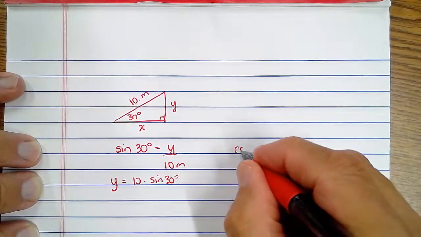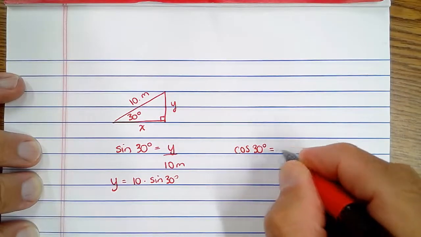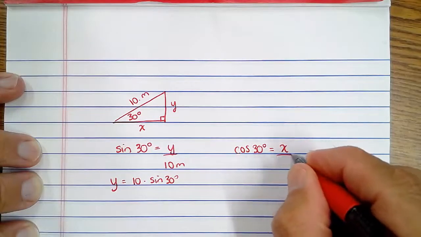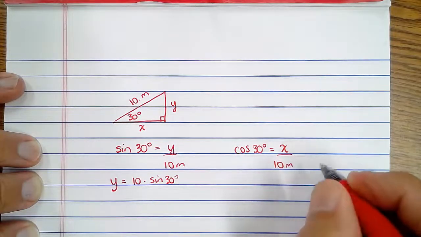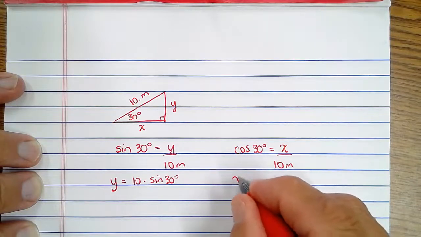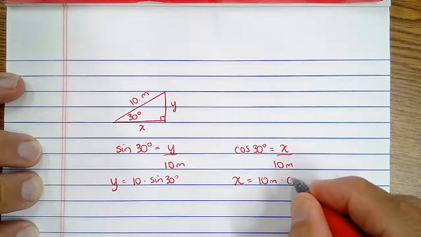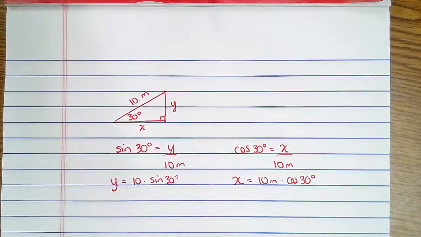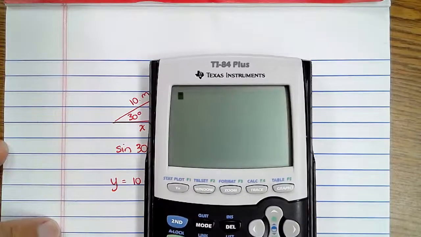We also define the cosine of the angle, so the cosine of 30 degrees, to be the adjacent side, which is x, divided by the hypotenuse, which is 10 meters. So that means that if you wanted to know what x was, you could take 10 meters times the cosine of 30 degrees. And then these you can actually just put in your calculator and evaluate. Your calculator knows the sines and cosines.